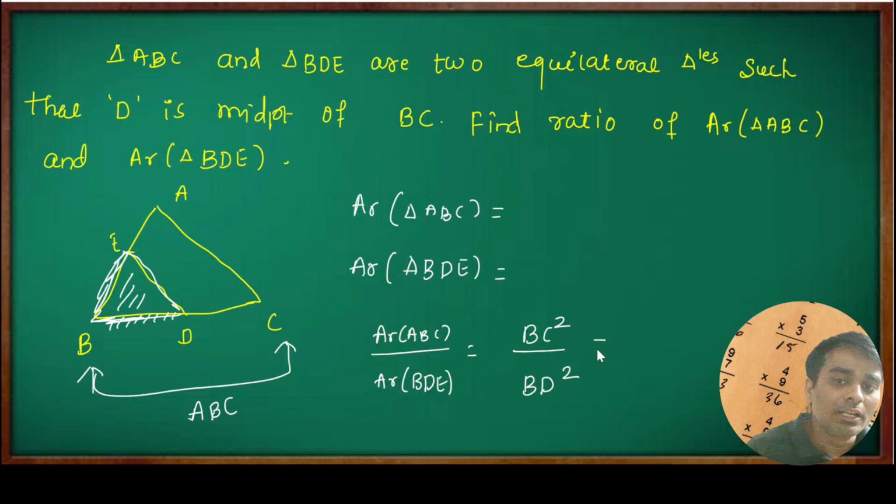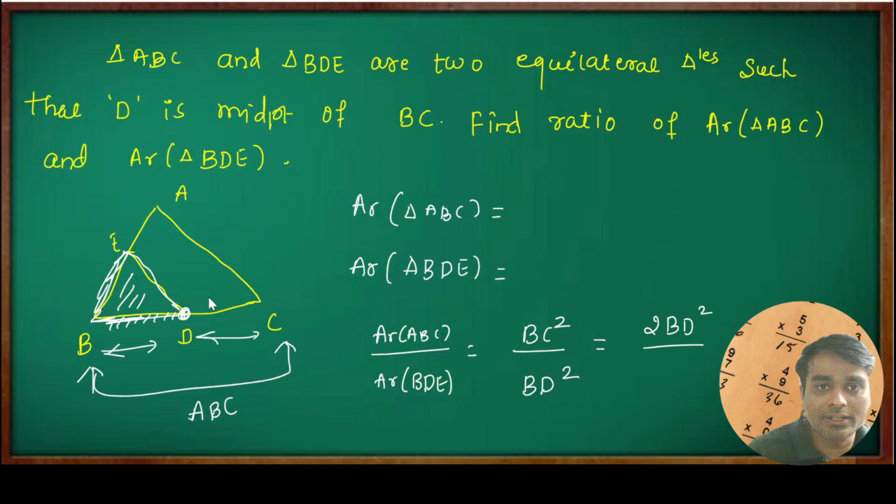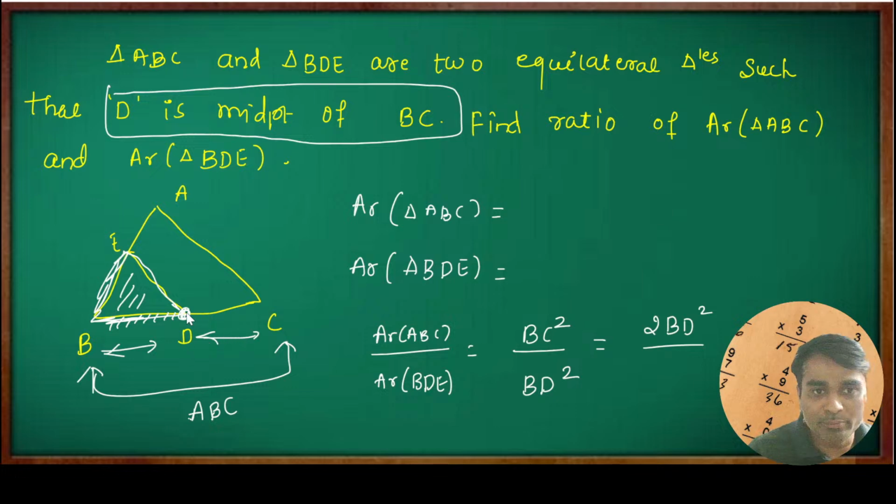Now can I write this BC as 2 times BD? Because it is double, right? From here to here and from here to here, it is the same, because they say D is the midpoint of BC. What do we mean by midpoint? Midpoint means this D is going to break this side equally. That means these two are the same sides. So I will write 2BD square here and BD square here. Can I cancel BD square? Yes. What is this now? 2 by 1. Then the ratio is 2 is to 1.